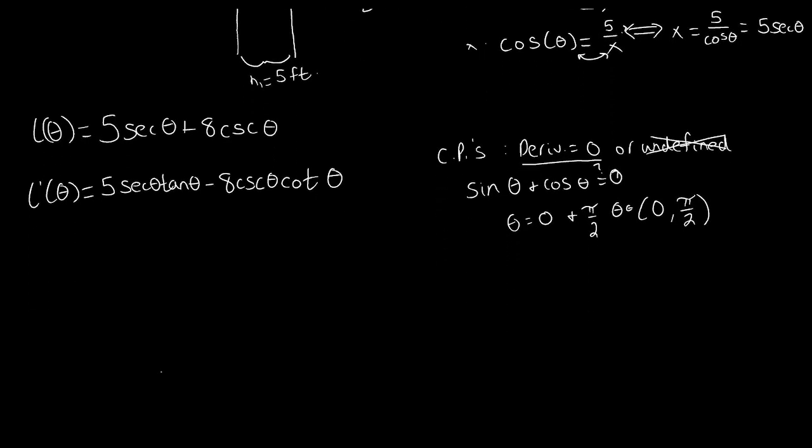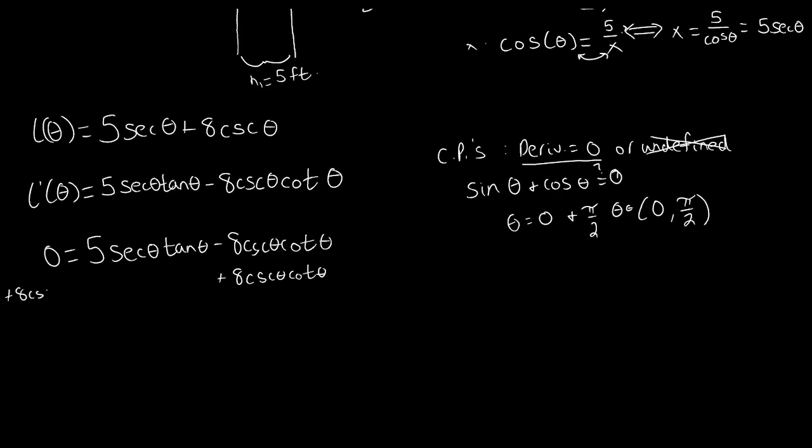So, without further ado, let's start that process. We have 0 equals 5 secant theta tangent theta minus 8 cosecant theta cotangent theta, like this, right? Once we have these two equal to 0, I'm going to move this whole term to the other side of the equation and set them equal to each other. So now we have that 8 cosecant theta cotangent theta equals 5 secant theta tangent theta, right?